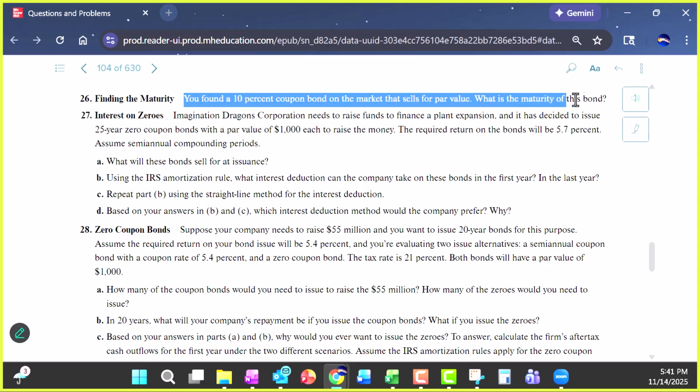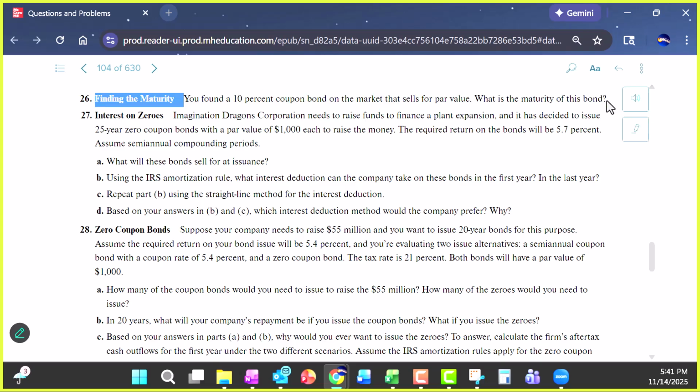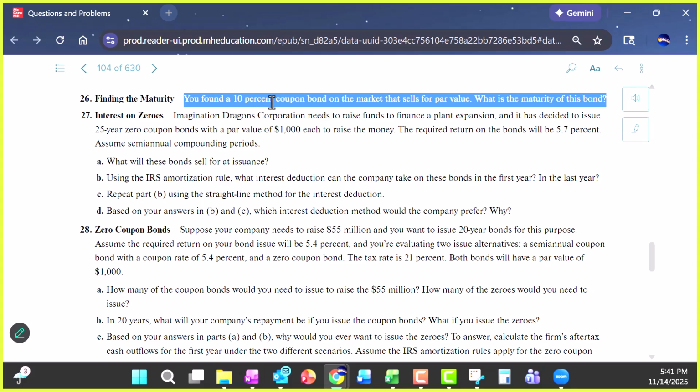I'm just gonna go over this verbally. You found a 10% coupon bond on the market that sells for par value. What is the maturity of this bond? Do you have any answer for that by any chance? If a bond is selling for par value, it could be of any maturity, whether it's a 1 year bond or a 1,000 year bond. If that's the only thing you know, you cannot figure out what the maturity is.